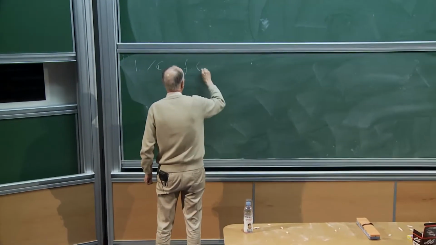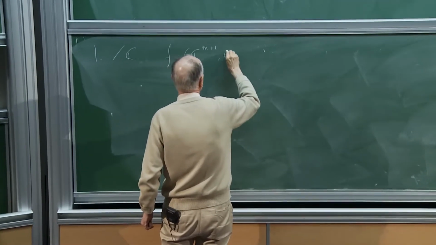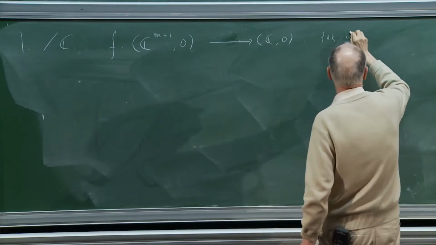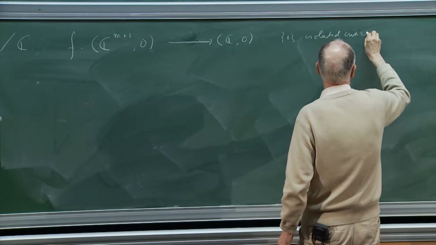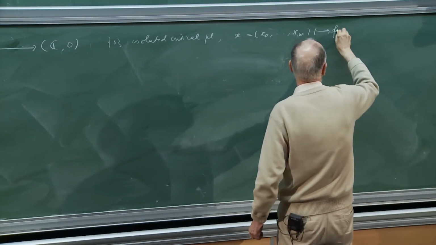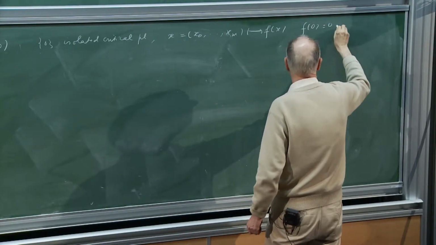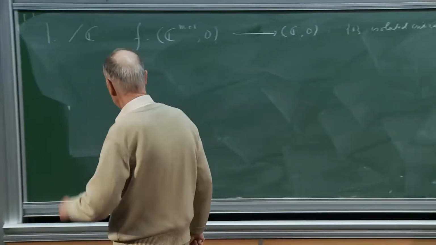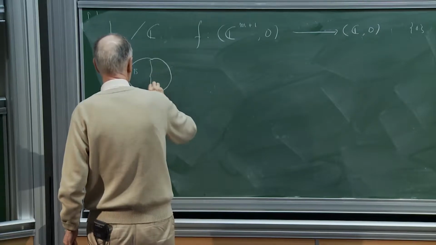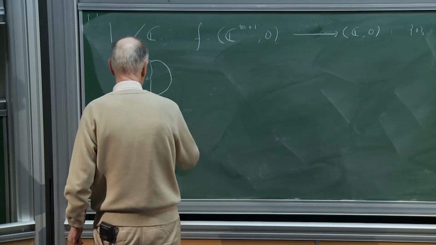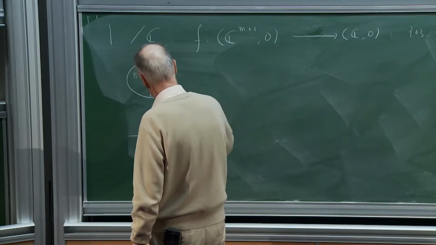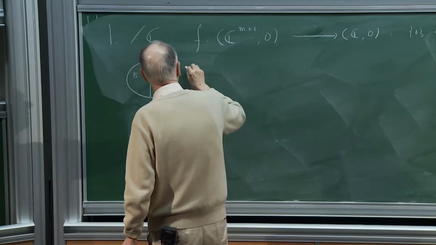Let f be a germ of a holomorphic function at 0, having 0 as an isolated critical point, and value 0 at 0. In this situation, if you consider a small ball B around 0 in C^(m+1), then the inverse image of the small disk around 0 is a topological fibration outside 0 with typical fiber M_f.